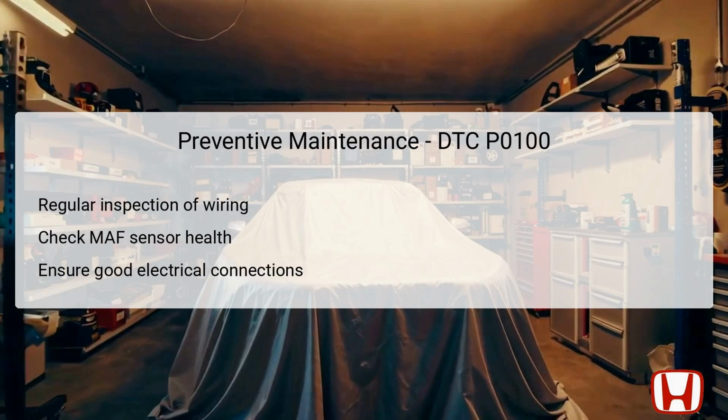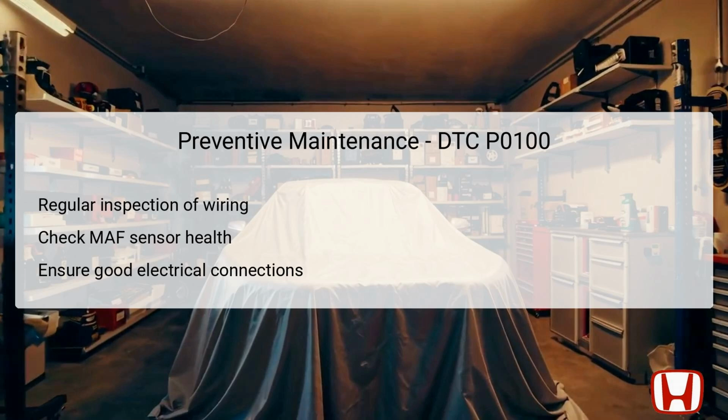Preventive maintenance is essential in avoiding issues related to the MAF sensor circuit, including DTC P0100 errors in the future. Routine inspections of the wiring associated with the MAF sensor help identify any fretting, corrosion, or breaks that may not be immediately visible. By proactively checking the health of the MAF sensor, vehicle owners can ensure optimal performance, preferably using certified technicians for sensor servicing.